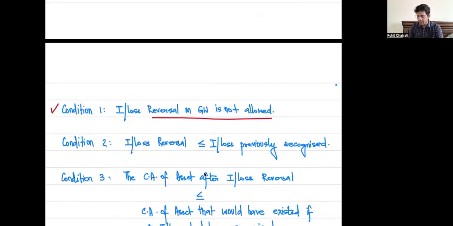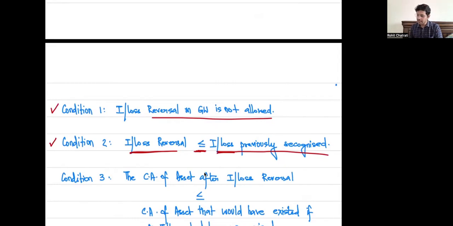The answer is yes. The condition 2 is impairment loss reversal should be less than or equal to the impairment loss that was previously recognized. We cannot recognize a reversal which is greater than the original impairment loss itself. Is this condition satisfied in our example? The answer is yes, because I recognized a loss of 15 lakhs in year 1, whereas the reversal, I'm only recognizing it to the tune of 8 lakh rupees. It cannot exceed the impairment loss that was previously recognized. The impairment loss that was previously recognized was 15 lakhs, and the reversal is to the tune of 8 lakhs. So this condition is also satisfied.